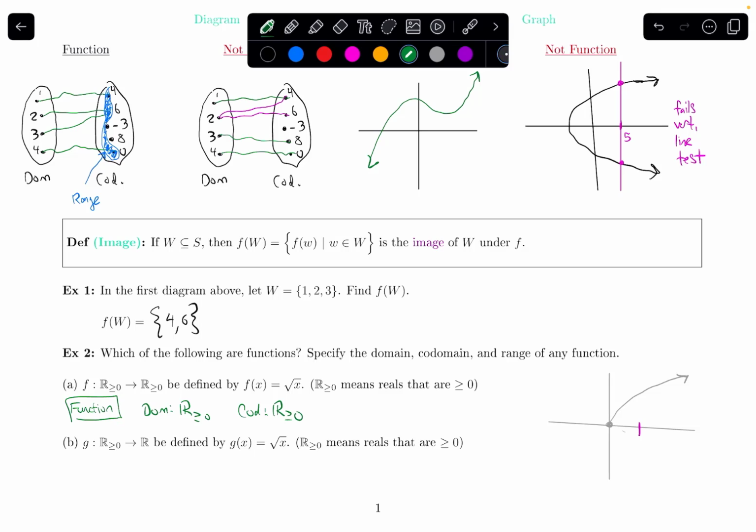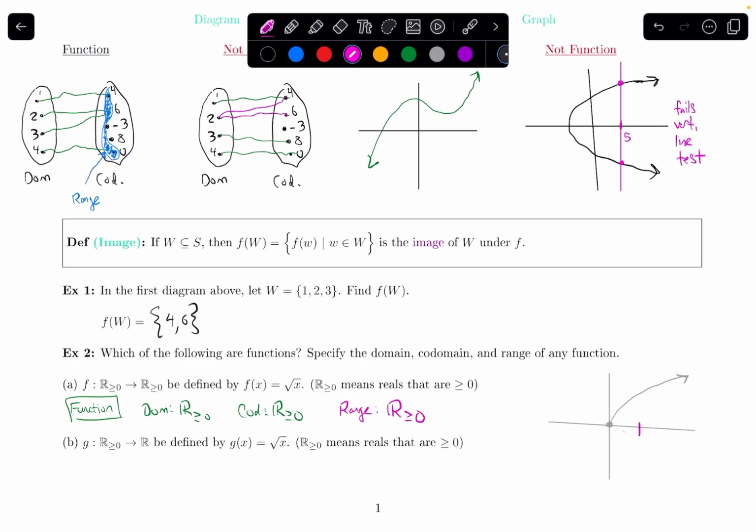And the range, well, one way I could determine the range is, I have the graph, so I can use the graph. The range is all of the outputs we actually got. Since all the outputs start at 0 and then get bigger and bigger and bigger, the range happens to be the same for this example. The reals greater than or equal to 0.